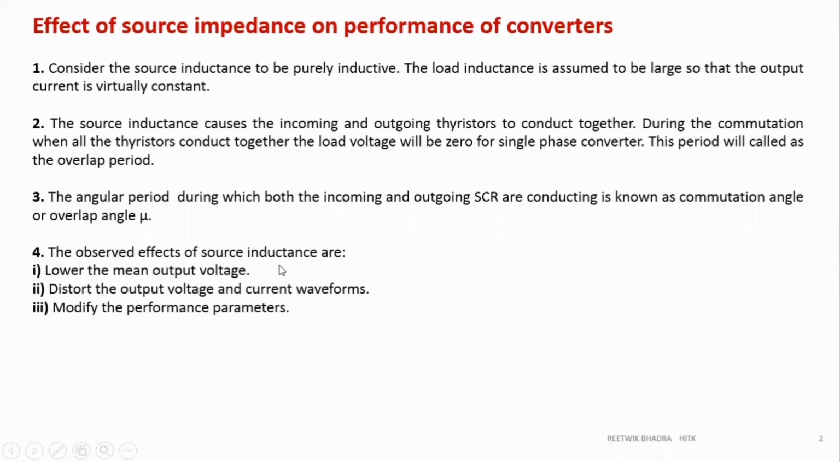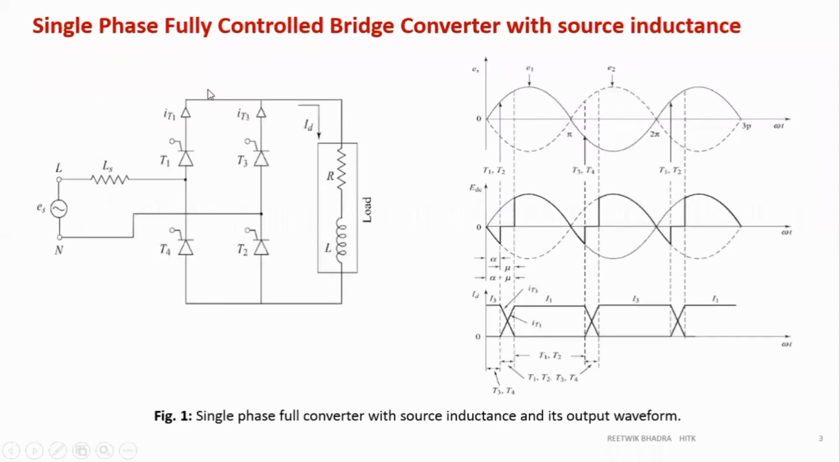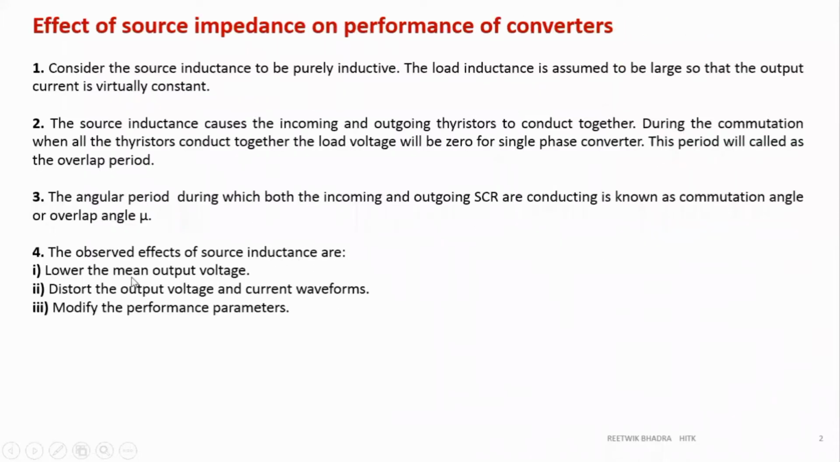And what are these effects actually? We have the same converter, right? Same converter, but we have a source inductance over here. It will be an inductor over here. Don't worry, LS is written, so it will be an inductor. So what will be that effect? Actually, the effect is that the output voltage is lowered.